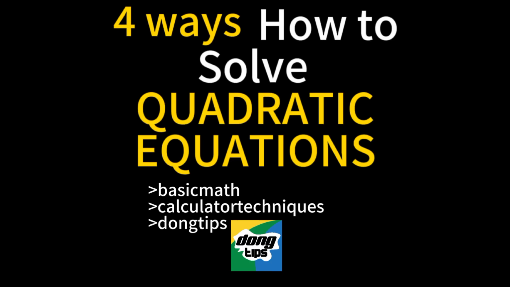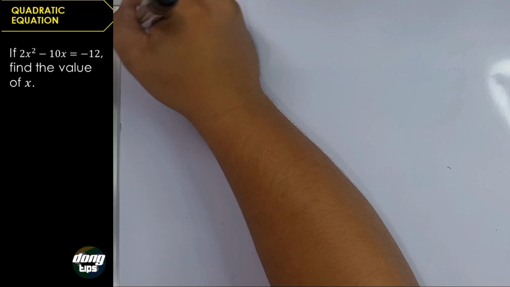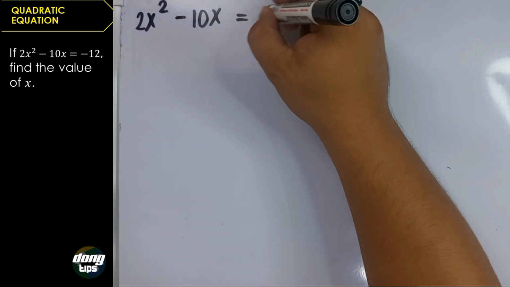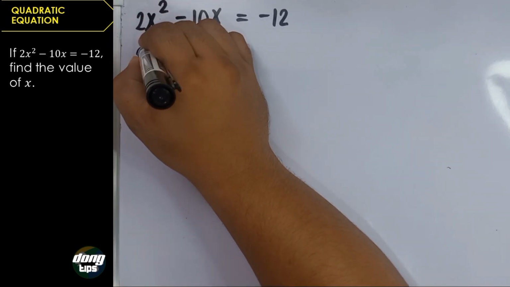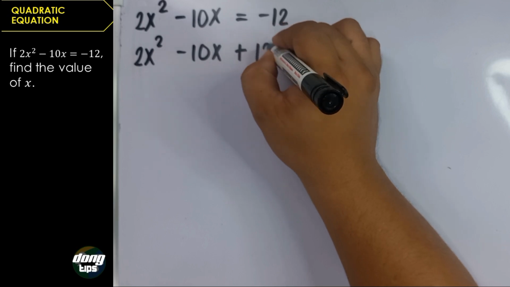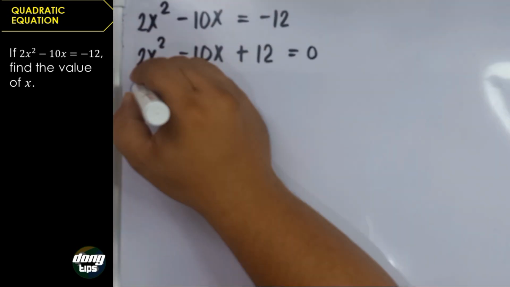In this video, I will show you how to solve quadratic equations in 4 different ways. First is by factoring. If 2x squared minus 10x equals negative 12, find the value of x. Let's change it into its standard form: 2x squared minus 10x plus 12 equals 0.